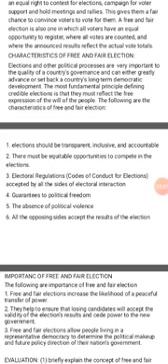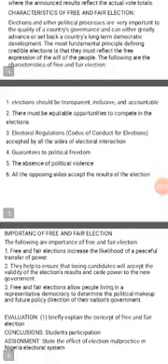One, election should be transparent, inclusive, and accountable. There must be equitable opportunities to compete in the election. Electoral regulations, that is, the code of conduct for elections, must be acceptable by all sides of electoral interaction. It must guarantee political freedom. Also, there must be absence of political violence and so many other characteristics that you can think of.